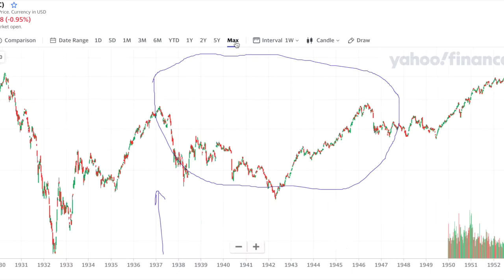Let's take a look at the S&P 500 overall. Here it is from 1928, and this particular screenshot window goes up to 1953.